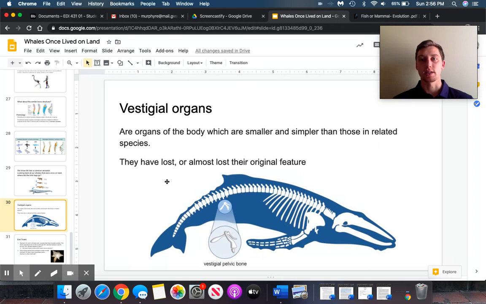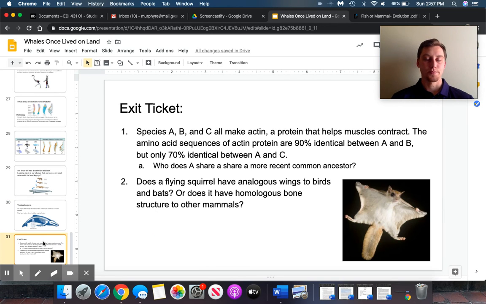We have our appendix, for example. We have the hairs on our arm. The hairs on our arm don't serve a purpose. It used to be we had more hair that kept us warm, and now it doesn't really serve a purpose because we have nice warm coats. But that really concludes the lesson.